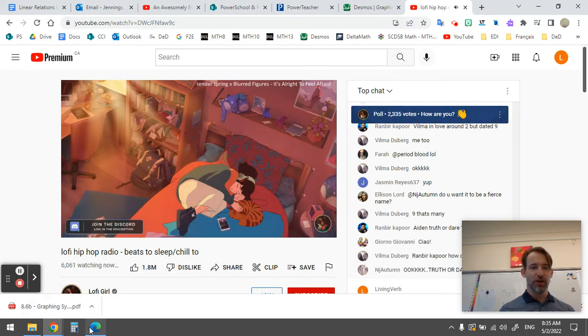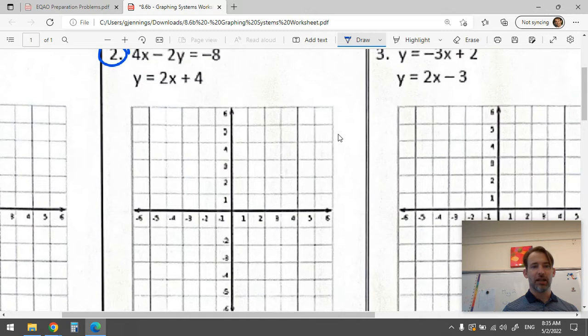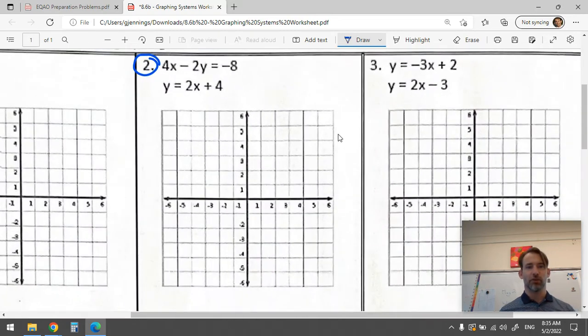We are going to do one of these together. Well, I'm going to do it before your very eyes. And I've chosen number two as one to take a look at because it's got a lot of good stuff going on here. First of all, to graph these lines, this one is in y equals mx plus b form. So it's rather easy to graph.